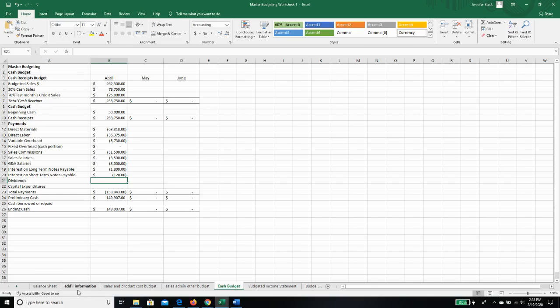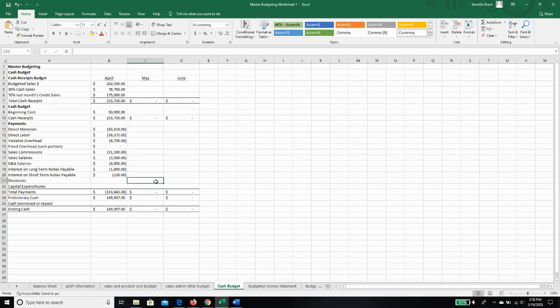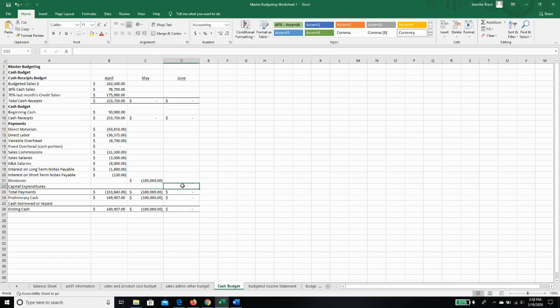All right, dividends, going over here, looks like we're only going to pay one dividend of $100,000, and it's going to be paid in May. So since I know that, I can go ahead and put this in May. And capital expenditures, if I go to my capital expenditures budget, I know that I'm only going to buy one piece of equipment, and that's going to be in June for $55,000. So I'll go ahead and put that in here if I don't forget. All right, but it's going to be 0 for dividends for April, 0 for capital expenditures in April.